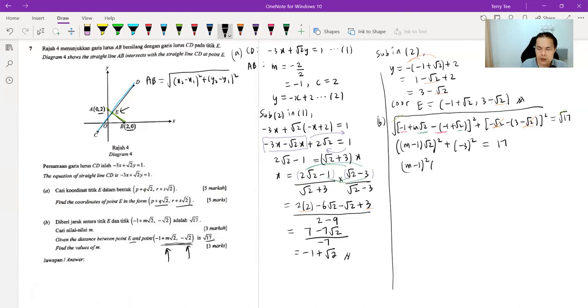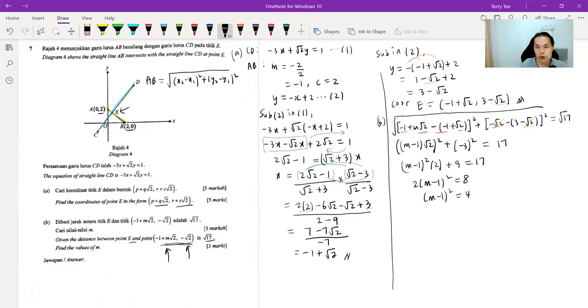So root 2 squared is just 2. Now, minus 3, if I square it, I get 9, right? So take 17 minus 9. The 2, I can leave it in front. 17 minus 9 is 8. 8 divided by 2 is now 4.